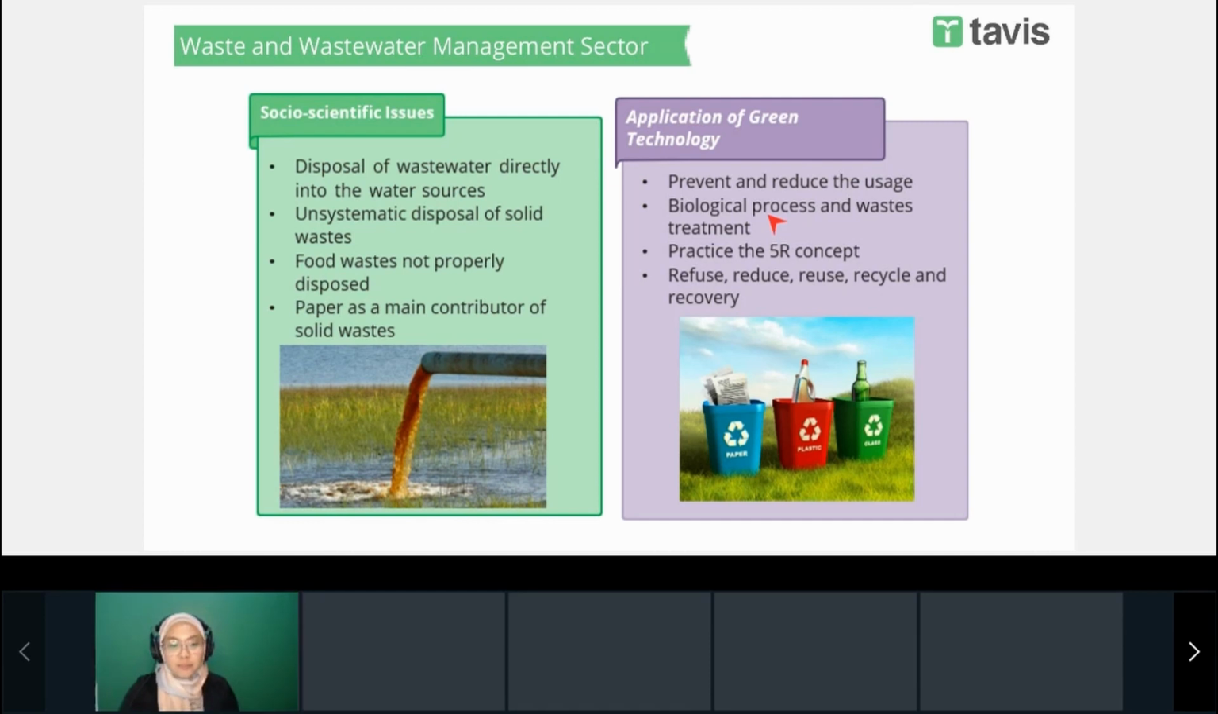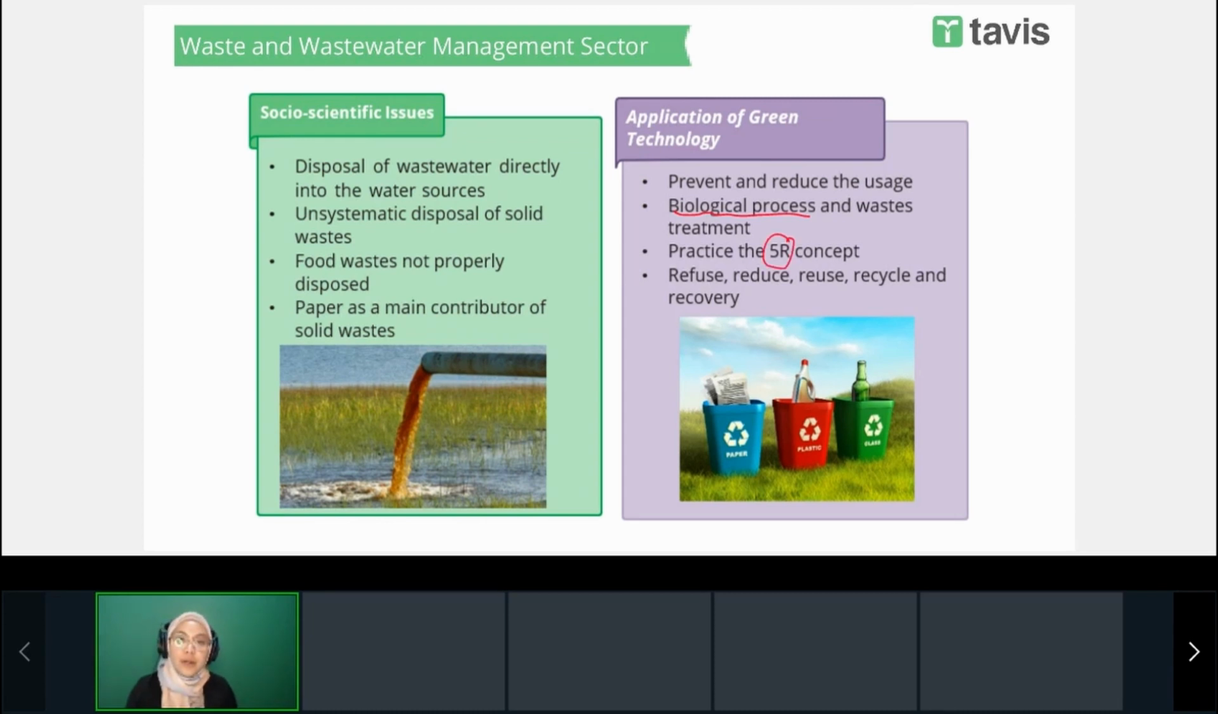Biological process. What is a biological process? A biological process is applicable for factories that want to dispose of their chemicals or chemical waste into the river. They need to do the biological process on the chemicals first, and only then can they dispose of the waste into the river. Okay, then we can practice 5R.